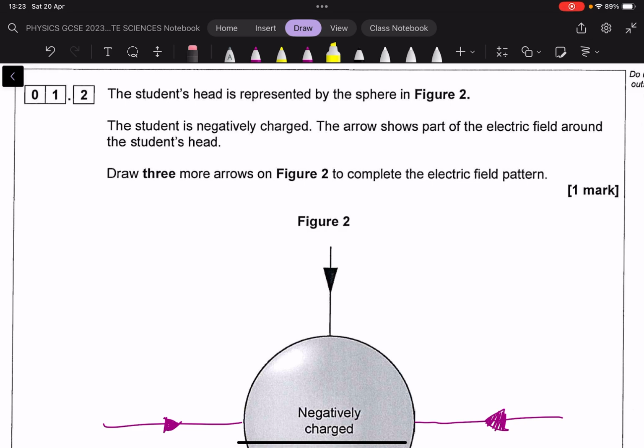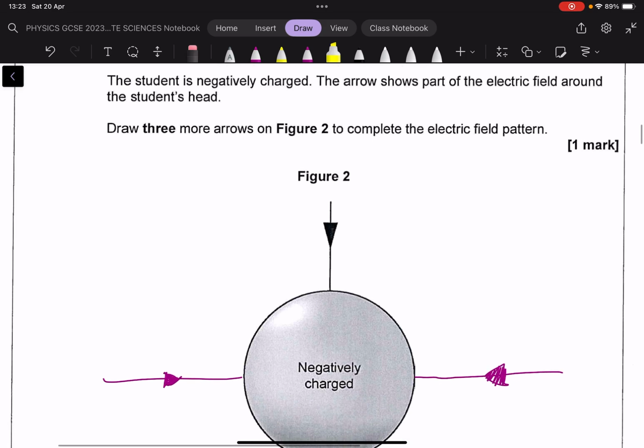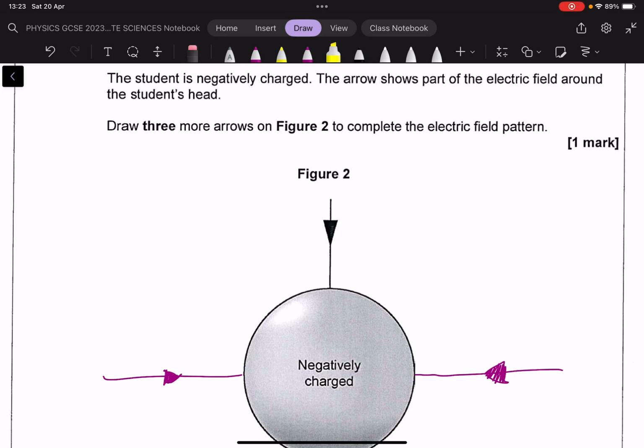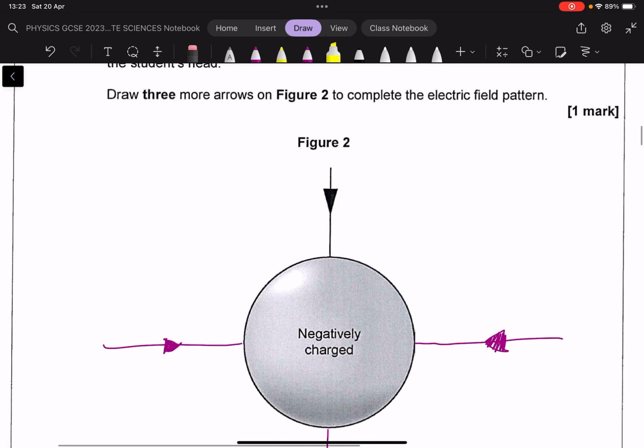Question 1.2 has a diagram where they've represented the student's head by a sphere, and they've reminded you the student is negatively charged, and they've shown you one of the arrows on this electric field diagram, and they've asked you to draw 3 more arrows.